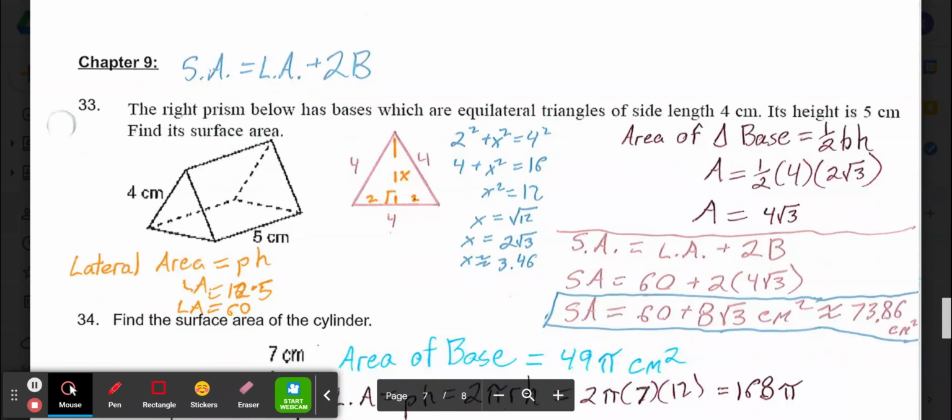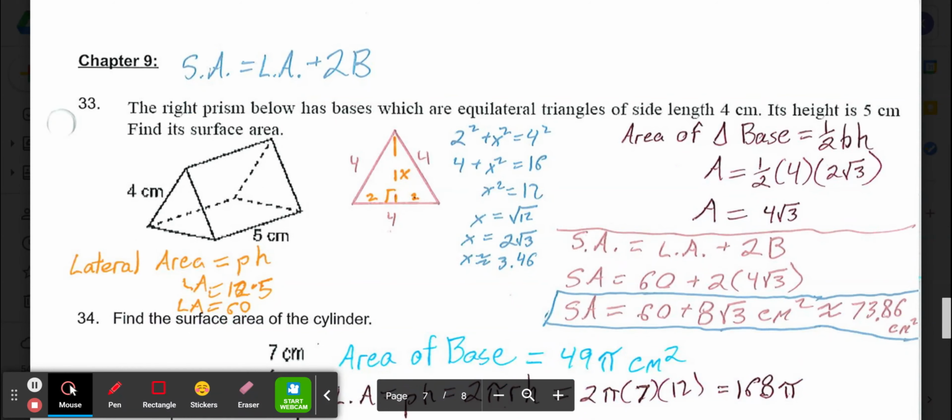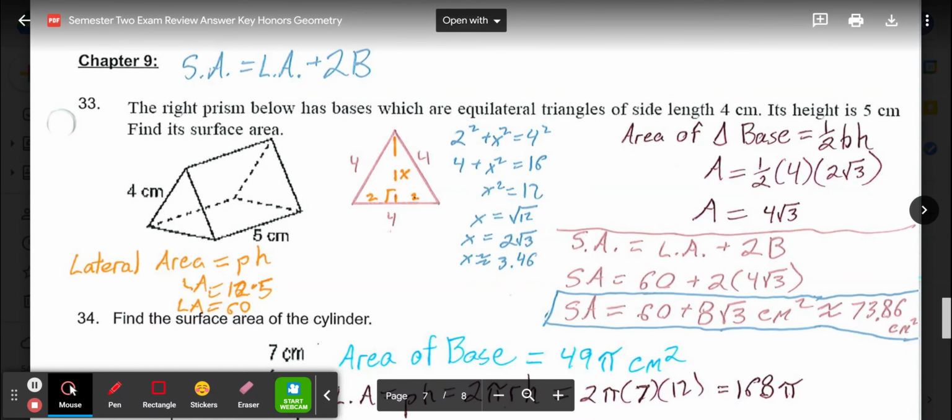Now into everyone's favorite surface area. So we need to remember for prisms and cylinders, surface area is equal to the lateral area plus 2 times the area of the base.